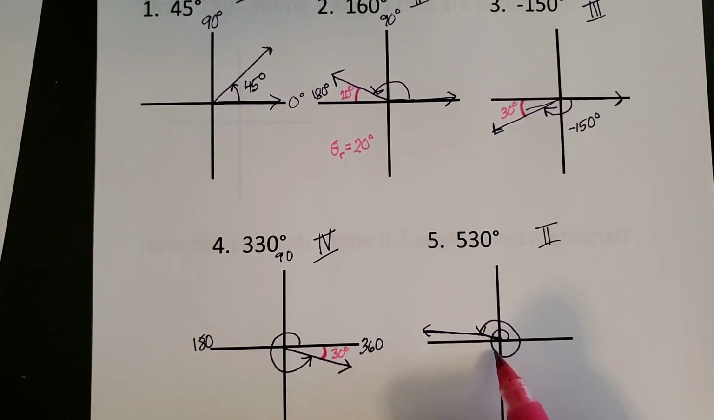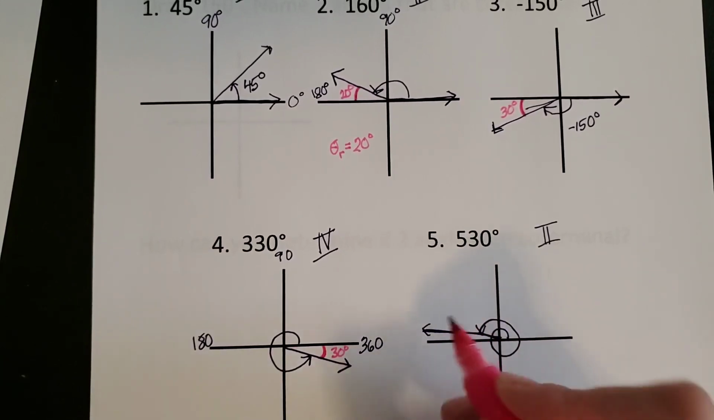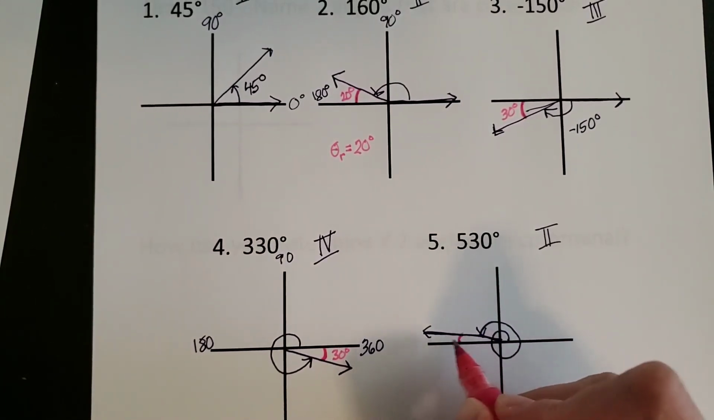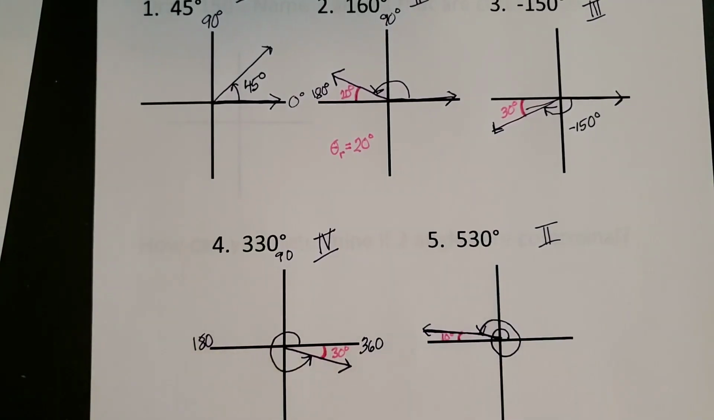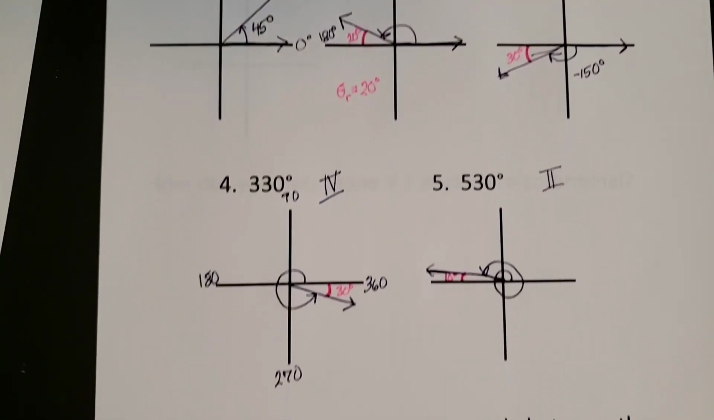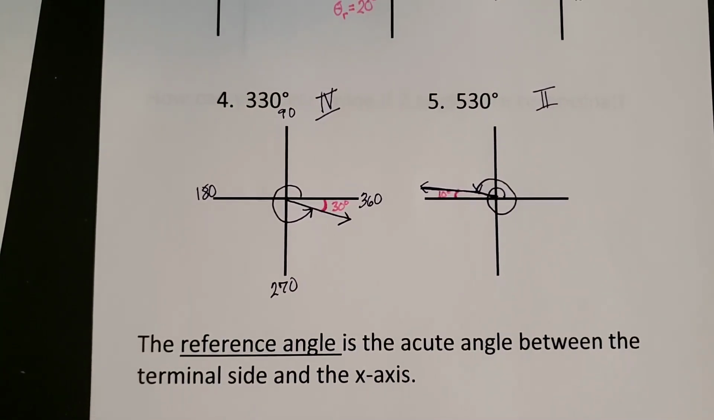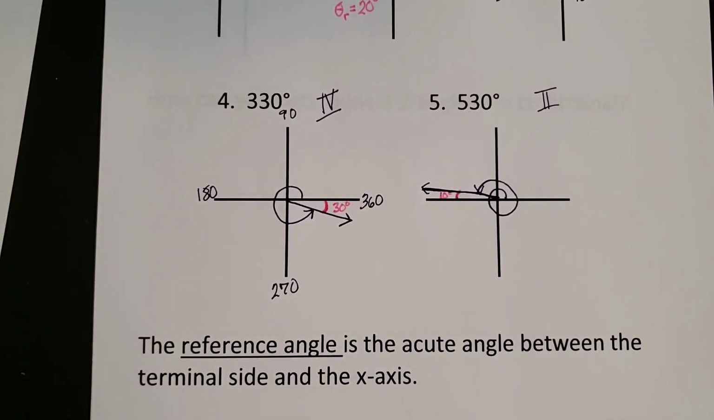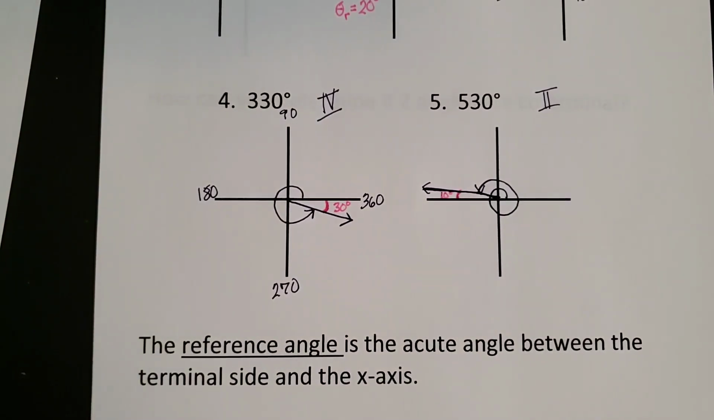And here we went 360 plus another 170. That would be a reference angle of 10 degrees. And here is our definition of a reference angle. The reference angle is the acute angle, meaning less than 90 degrees, between the terminal side where the angle ends and the x-axis, the horizontal axis. So always back to that horizontal.